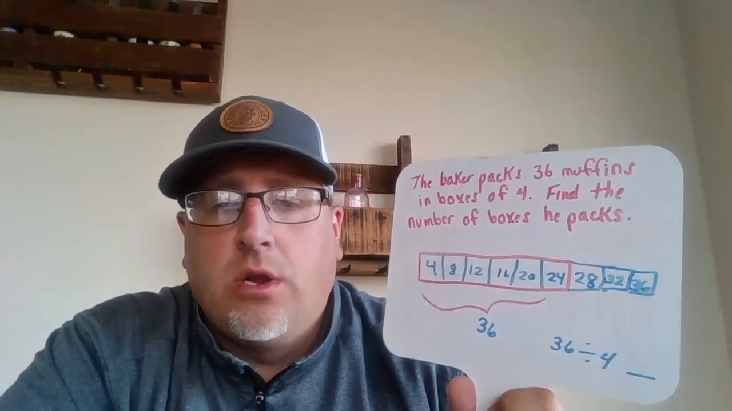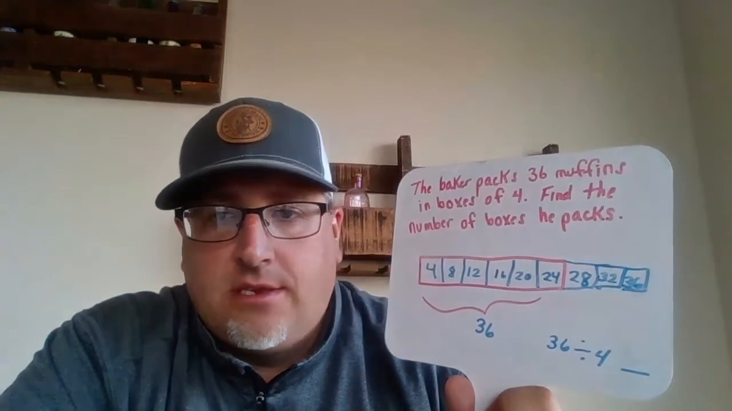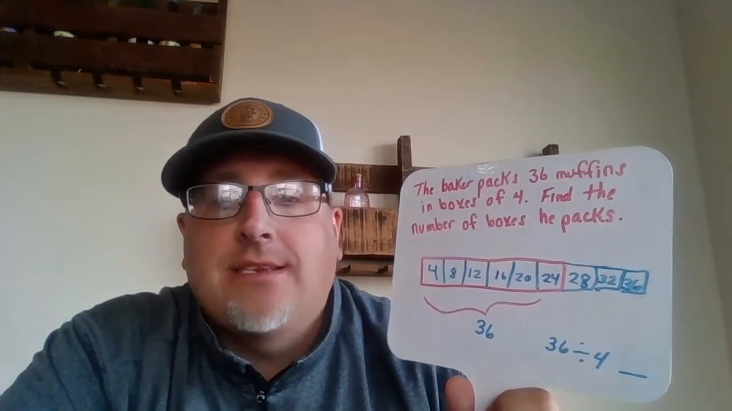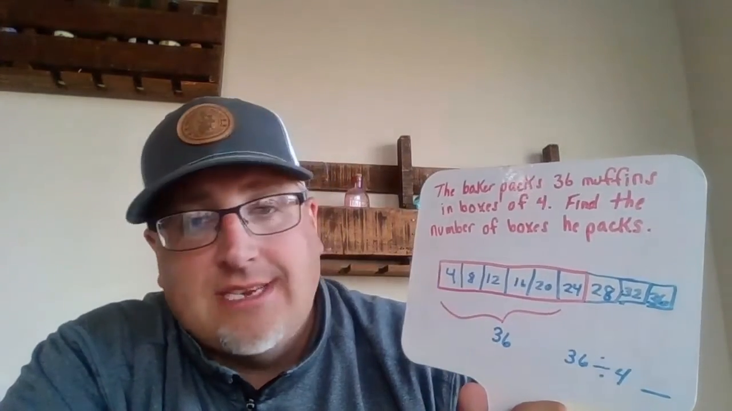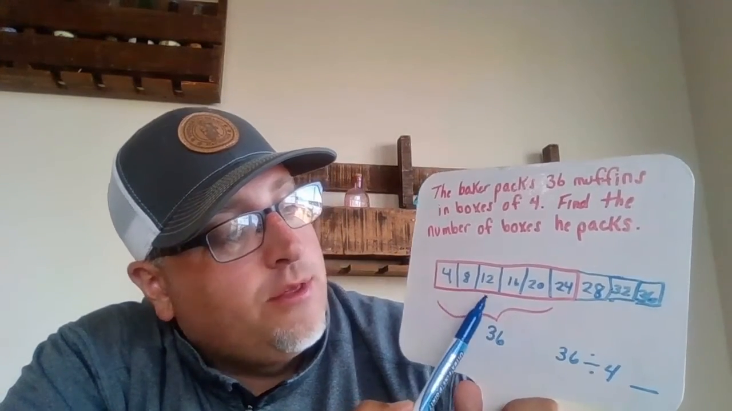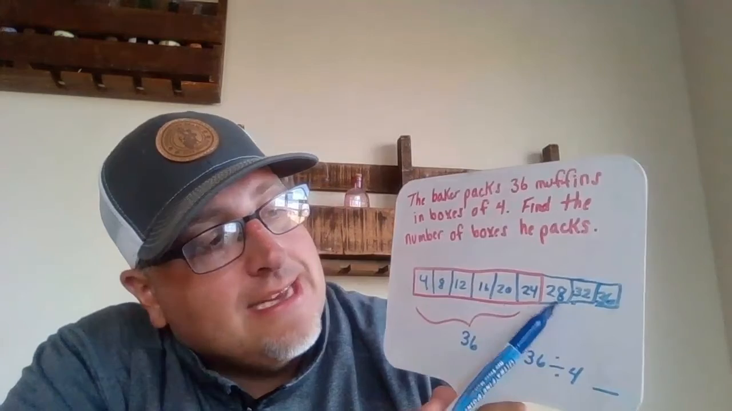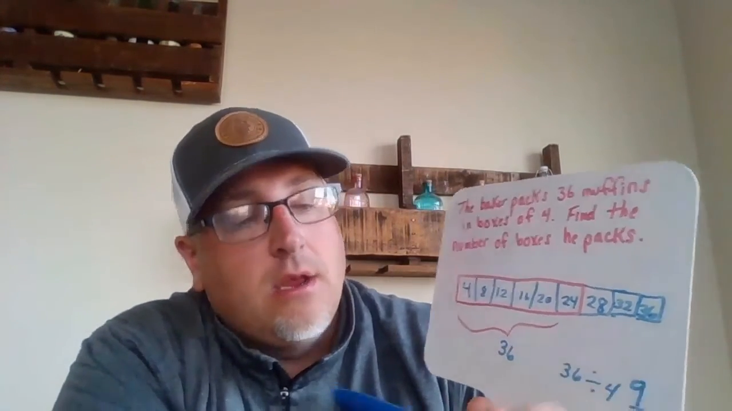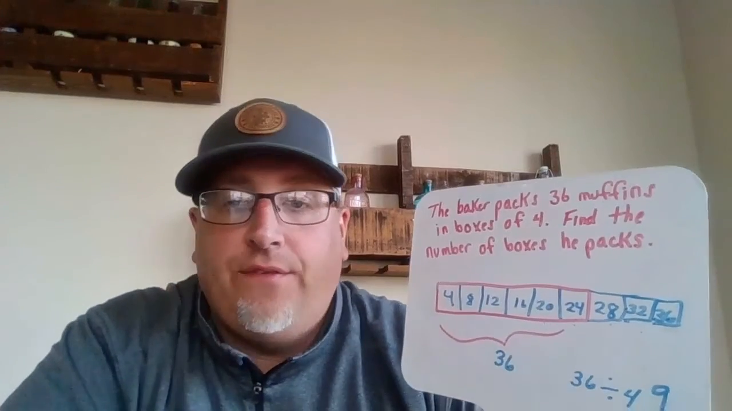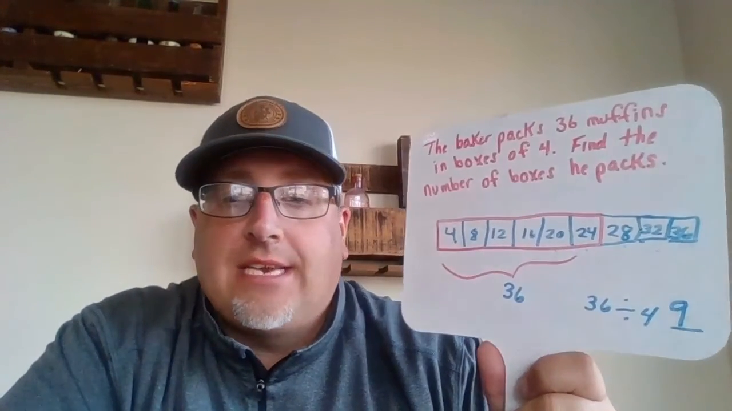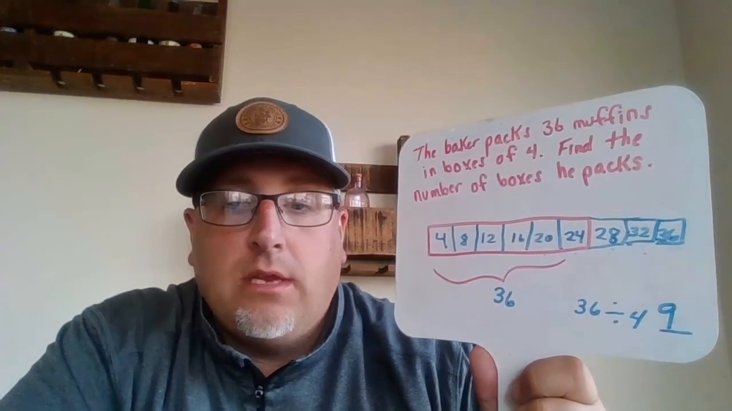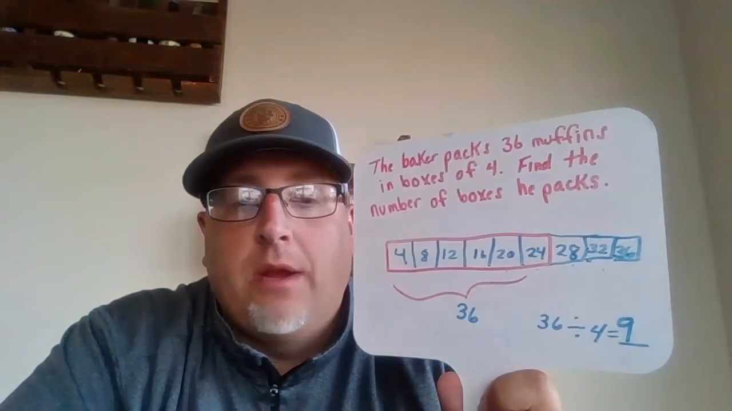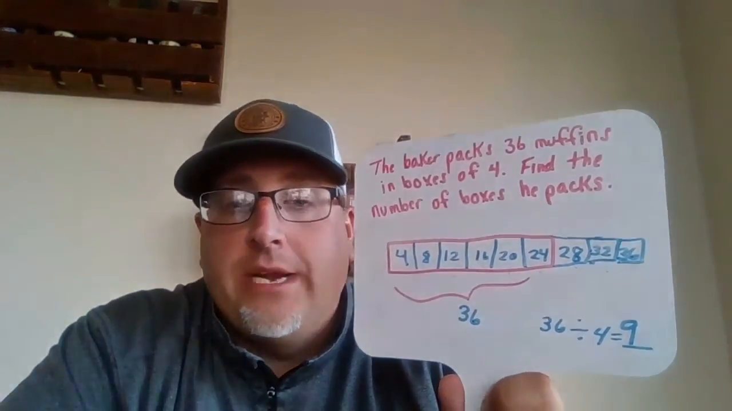We broke down the 36 muffins in boxes of 4. So how many packs of muffins did he have? Let's count up our packs. We have 1, 2, 3, 4, 5, 6, 7, 8, 9. Very good. He had 9 packs. Each pack had 4 muffins, and 36 divided by 4 equals 9. So right there, we just counted by 4s to get us where we needed to be.